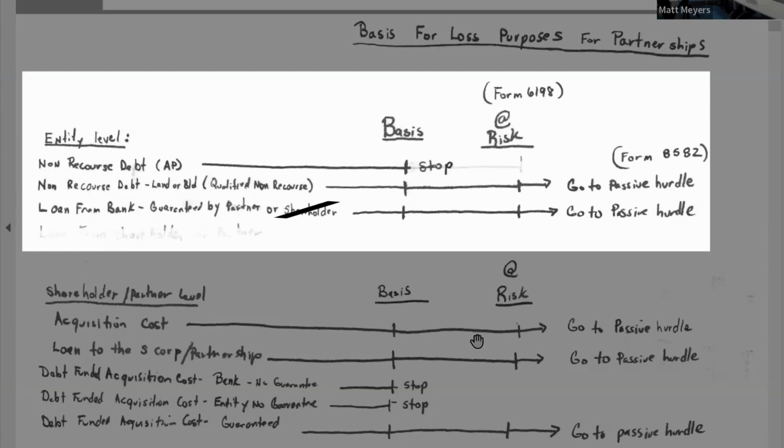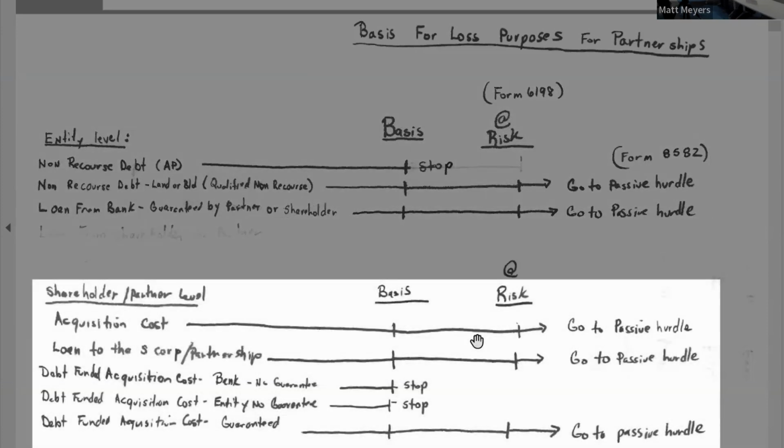But the shareholder level has a couple different things that are adjusted. Acquisition cost, loans to the S corp. Mark out S corp. Oh no, S corp actually works here, but mark it anyway because we're talking about partnership. Debt funded acquisition cost, bank no guarantee. Debt funded acquisition cost, entity guaranteed. Debt funded acquisition cost guaranteed. Everything with the exception of the things with no guarantee gives me at-risk basis.